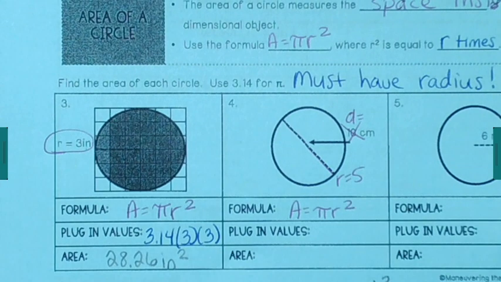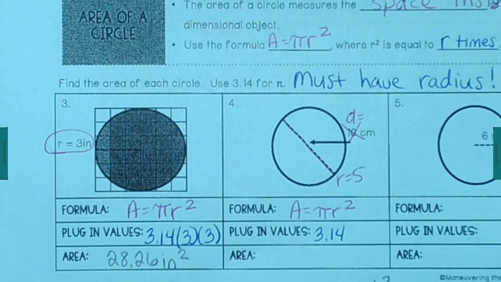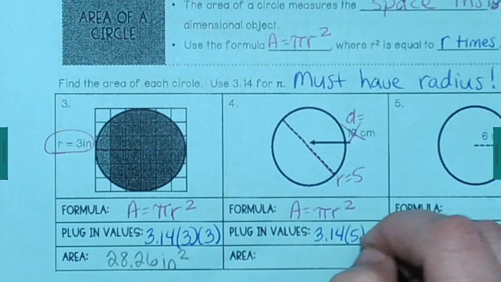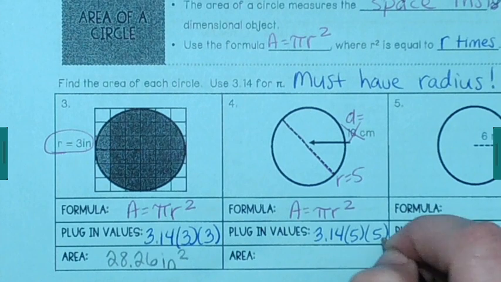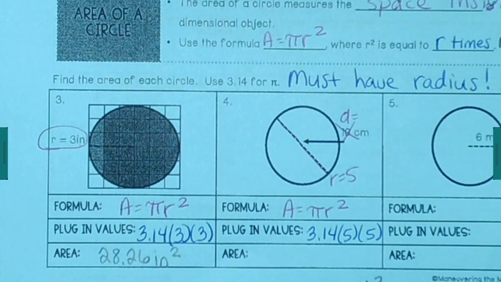Let's hear from one of my ladies. What is pi? Any of my ladies? 3.14. Thank you. 3.14. Okay, and then my radius for this circle is? 5. So I do times 5 times 5. Very good. Can you do 5 times 5? That equals 25, so then you go 25 times 3.14.